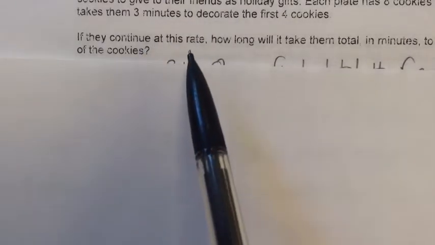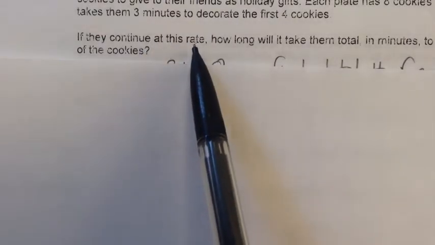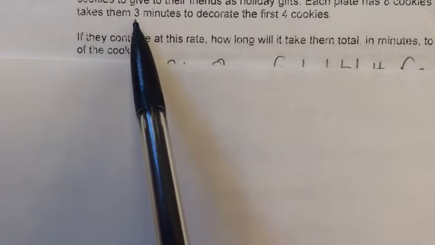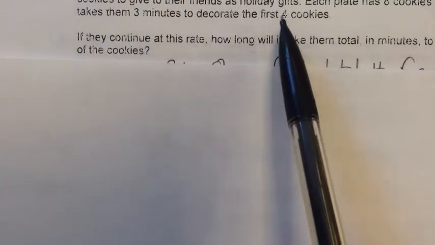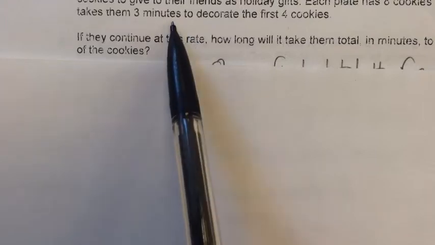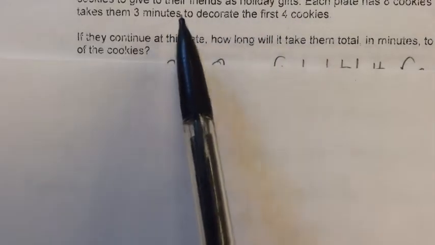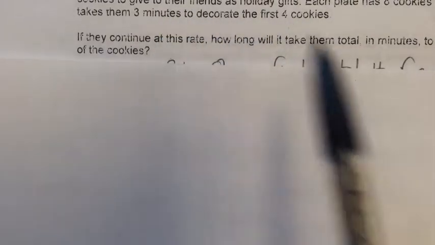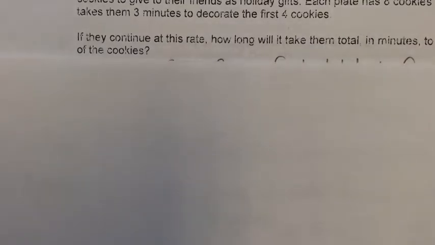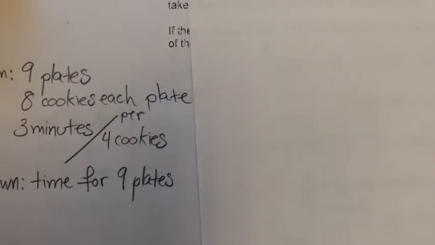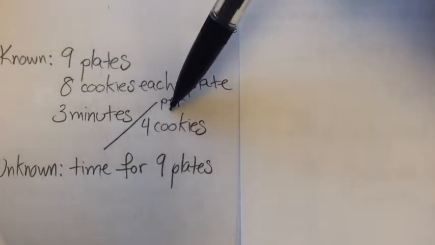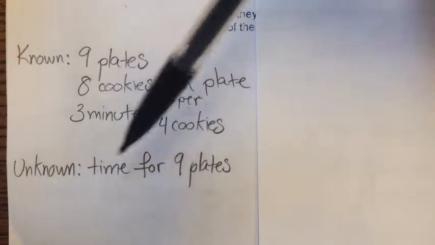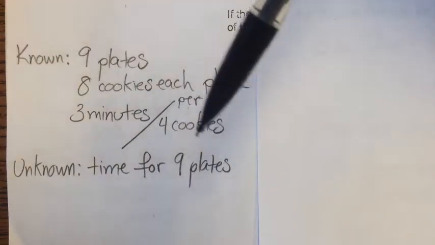Also, anytime you see the word rate, that also indicates to you that you can set a relationship between 2 variables up as a fraction, right? The word rate is a fraction expression of 2 variables. What's a variable? A variable is anything that you can change. So in this case, 3 minutes per 4 cookies. Unknown, the time for 9 plates.